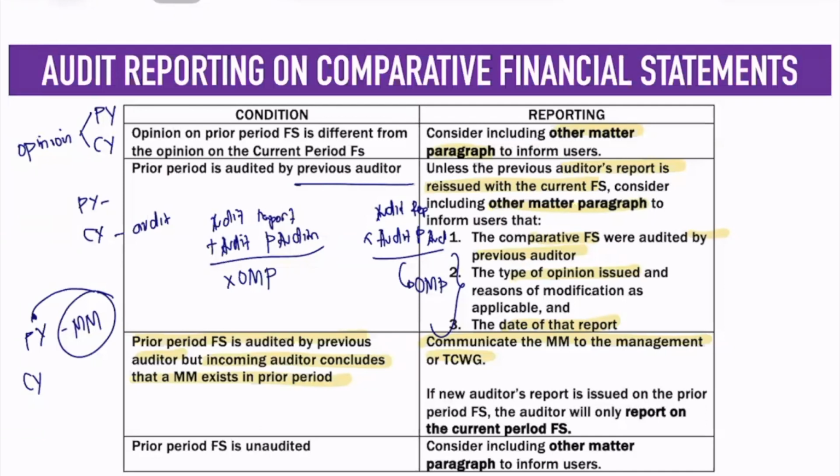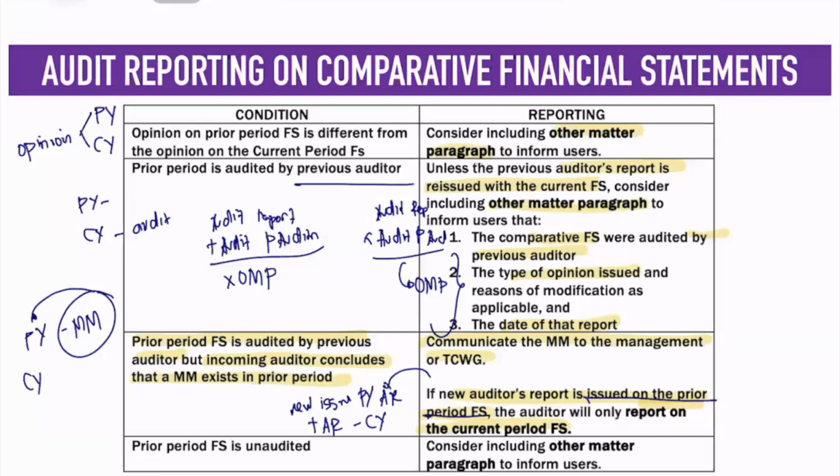And if the new auditor's report is issued on the prior period FS, then report only on the current period FS. So what do we mean by this? It means that there is now a new issuance of the prior year audit report. Therefore, you will just provide an audit report on the current year. There is now an issued prior period FS audit report based on the material misstatement you have seen. So it was now corrected, and there's now a new audit report. You just provide now your audit report on the current year.